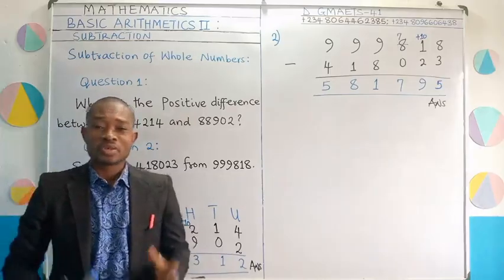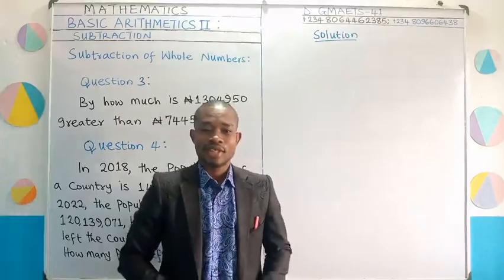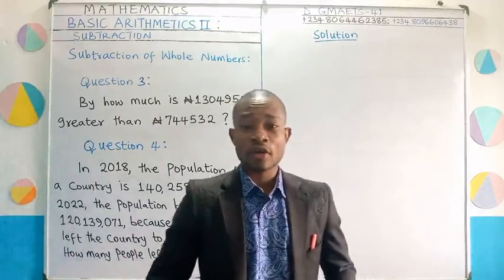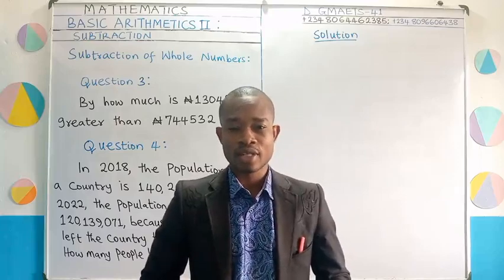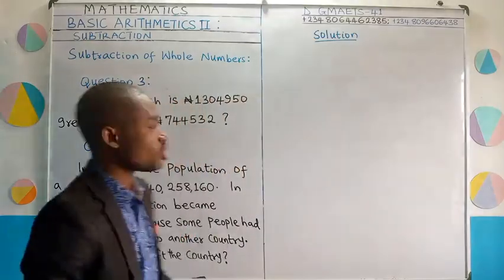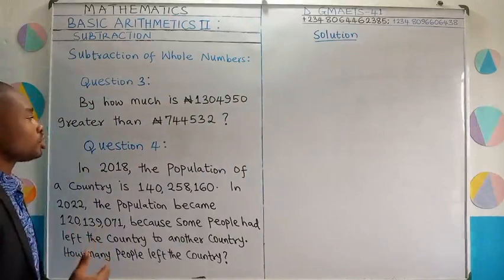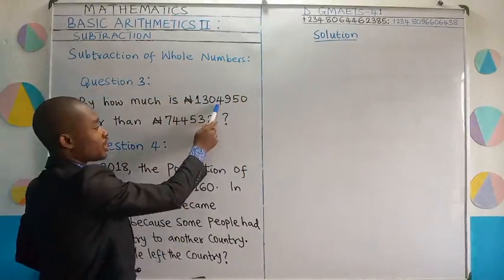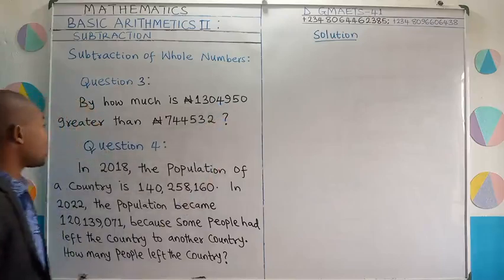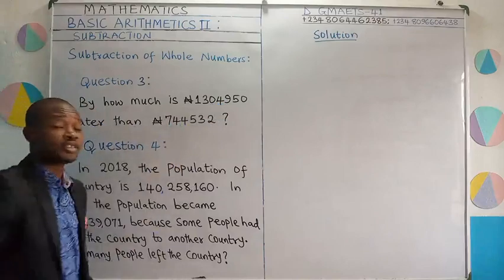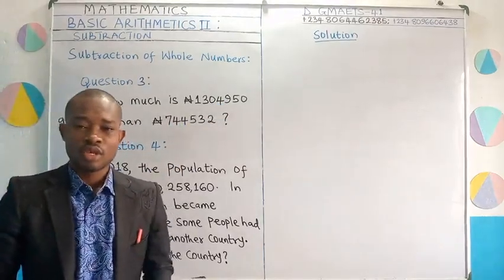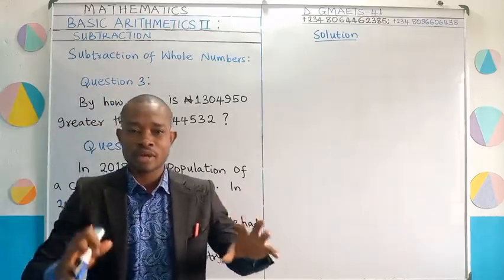Let us move on to question number 3. In our third and fourth questions, we have this problem to solve, okay? We're going to take them one after the other as usual. Question number 3. By how much is 1,304,950 naira greater than 744,532? So you see we have two different amounts of money.